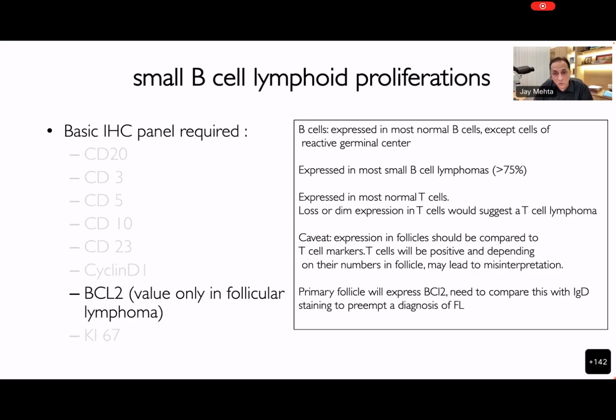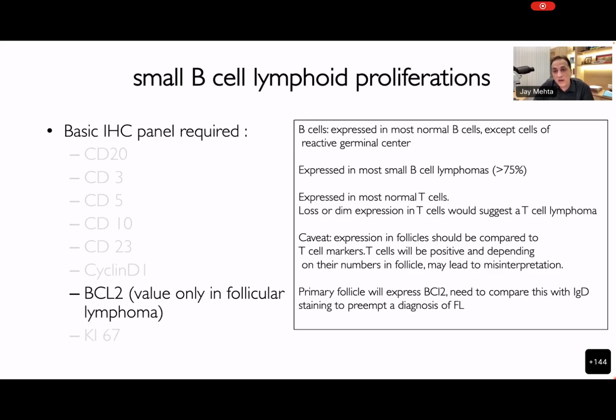It's expressed in most normal T cells also. But a small pointer here: if you get a loss of expression or a dim expression in T cells, that's suggestive of a T cell lymphoma. Again, as I said, the T cells in the follicles will mark with BCL2. So if there are lots of T follicular helper cells, always compare that with CD3 before calling it a follicular lymphoma. A primary follicle is something which has not been stimulated, which means it's just full of mantle cells. They will obviously all express BCL2, because remember, except the reactive germinal center, every B cell will express BCL2. So you need to compare this with IgD staining, because IgM and IgD mark the mantle cells.